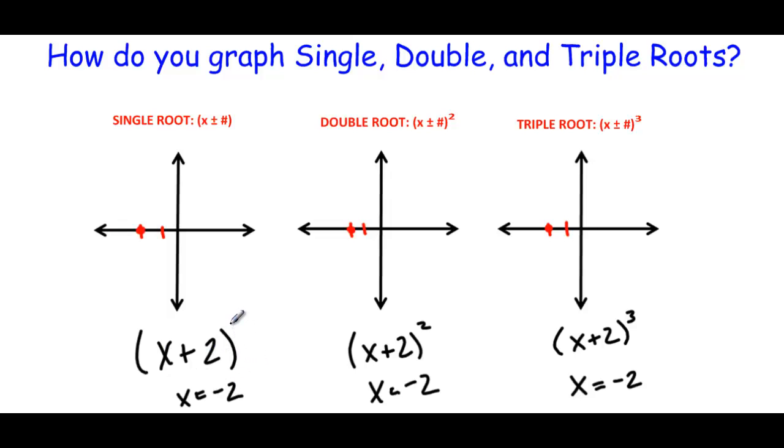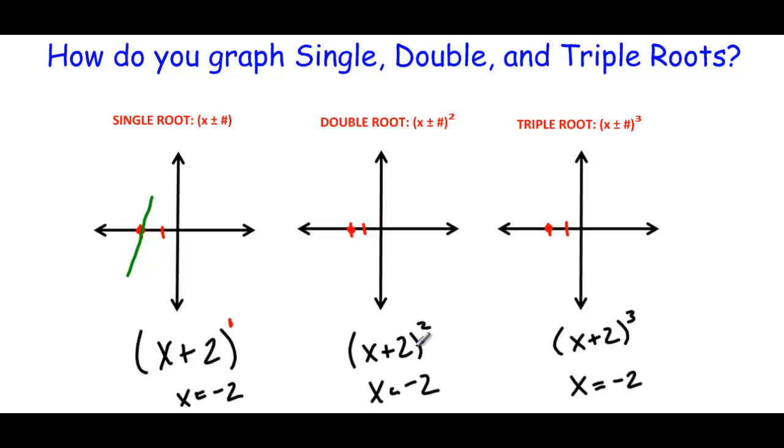Anytime we have a single root, okay, this is looked at as a linear function, right? X plus 2 is linear. So that means at some point we're going to just go through it. I don't know if it goes through kind of a positive slope or a negative slope line, but I know that when I graph, it's going to just cut straight through. So if I took a little snapshot, a little picture right at negative 2, it's going to look like a line.